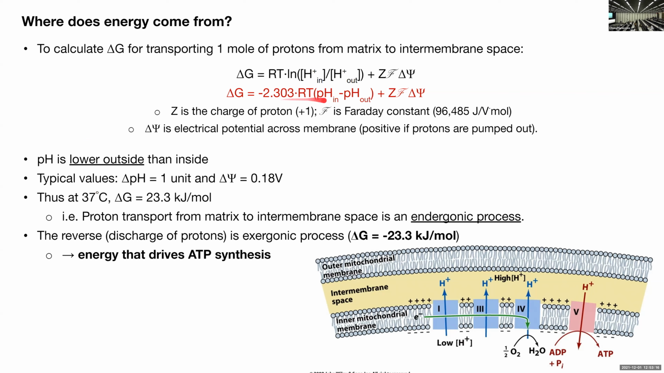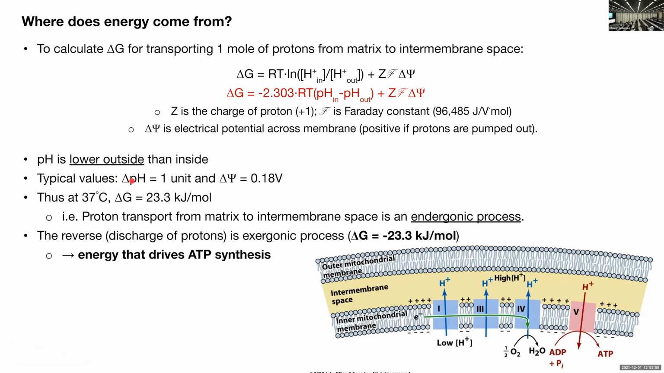And this is the equation you can get to estimate the delta G, not for setting up the gradient, but for using the gradient here. The pH value is lower outside of the matrix because of proton pumping. All the protons are exported into the intermembrane space from the matrix. So you always have more protons in the intermembrane space if the inner membrane is intact, and you're going to have a higher hydrogen cation concentration, meaning that you're going to have a lower pH value, right?